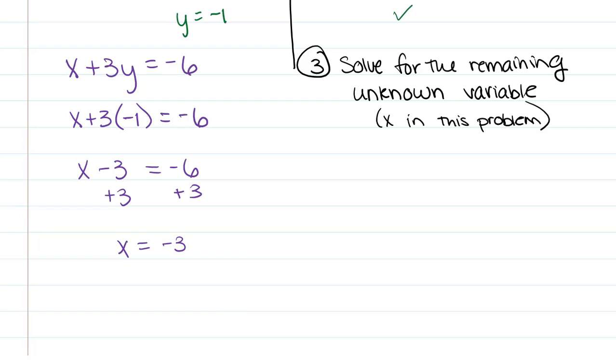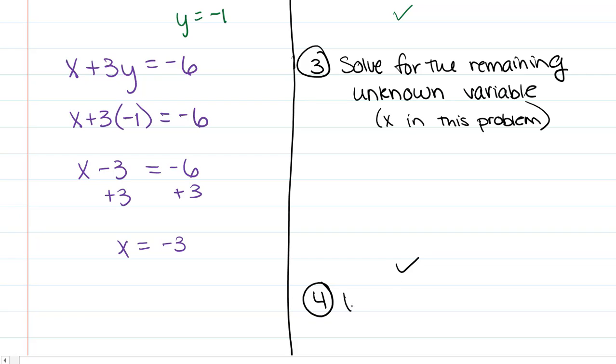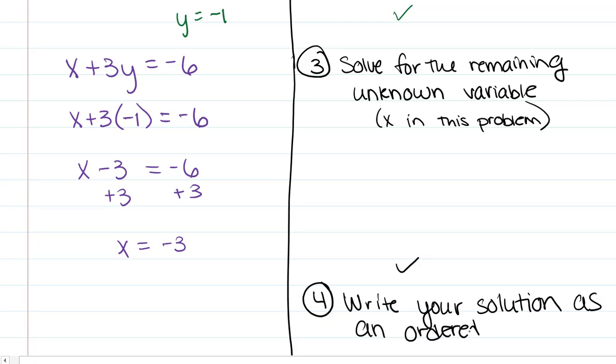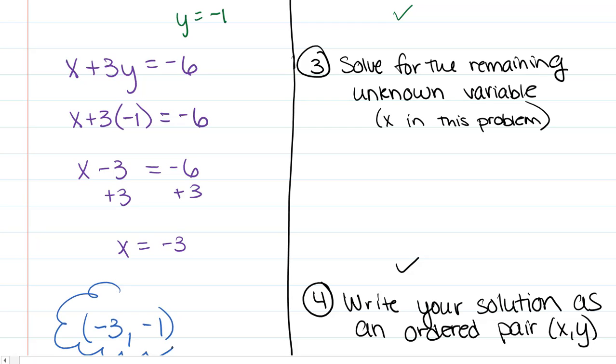Finally, last step, and I put it because students always forget it. Step 4, write your solution as an ordered pair. So the answer is not negative 3, it's not negative 1. The solution to this system of equations is negative 3, negative 1. And there we go.